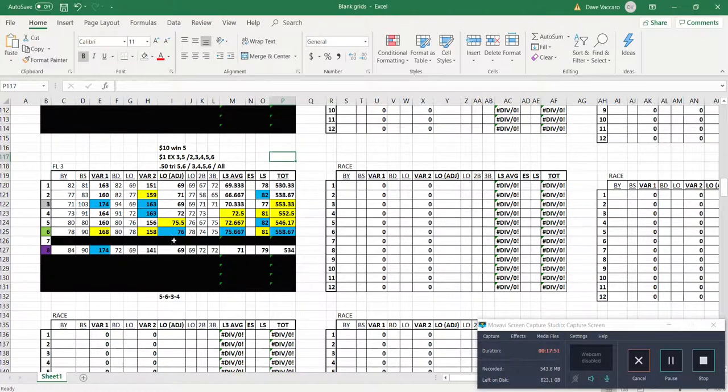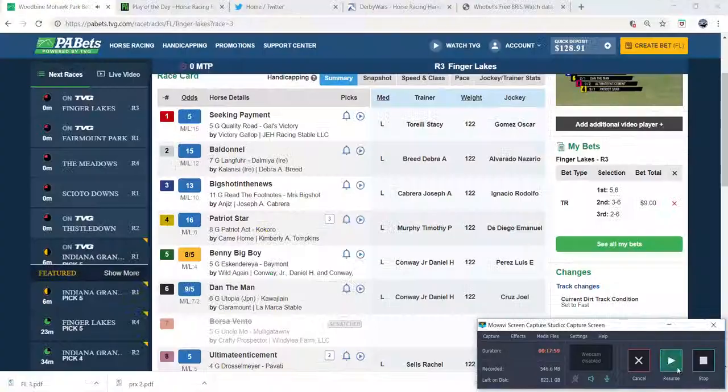All right, so what I'm going to do is pause, and the race is going to go off in about 4 minutes. I'll be back, and we'll watch it run. That's for Big Shot in the News.